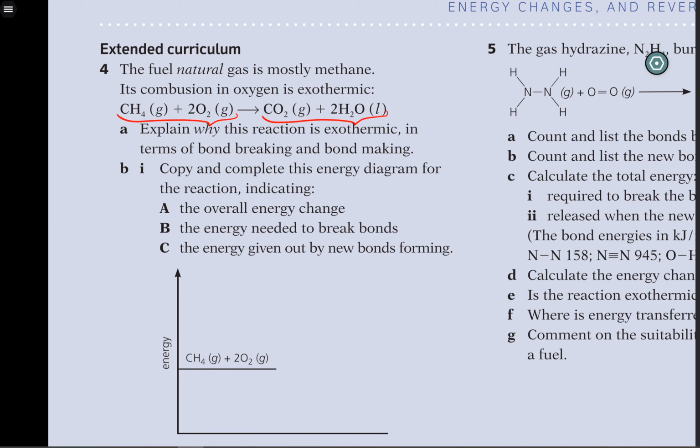Part B. Copy and complete this energy diagram for the reaction indicating the overall energy change, the energy needed to break bonds, the energy given out by the new bonds forming. So to draw the energy diagram, we have to know what are the bonds which are being broken in the reactants and what are the bonds which are being formed in the products and what are their energies.